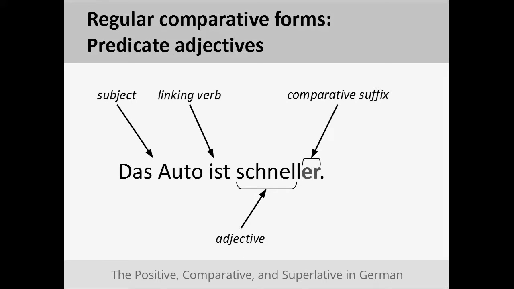You can use the comparative as a predicate adjective, which is simply an adjective that follows a linking verb and modifies the subject of the sentence. As you see on the screen, the linking verb for this sentence is ist, and the subject of the sentence is das Auto. The adjective schnell comes after the linking verb and is modified by the comparative suffix -er. The sentence, Das Auto ist schneller, means the car is faster.